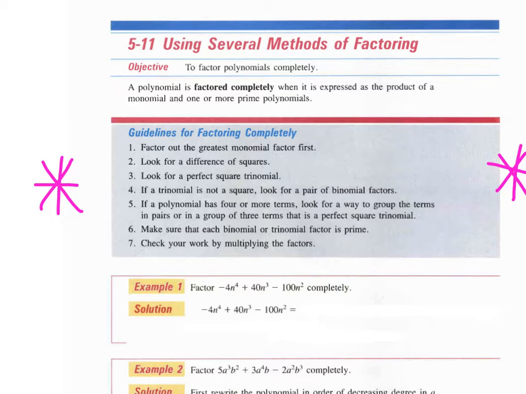Also double check. If you can't find anything that it would factor into, then possibly your answer is going to be prime. You can always check your answers by multiplying. Do a bunch of FOIL problems to double check that your answer is good. So let's try the first example.